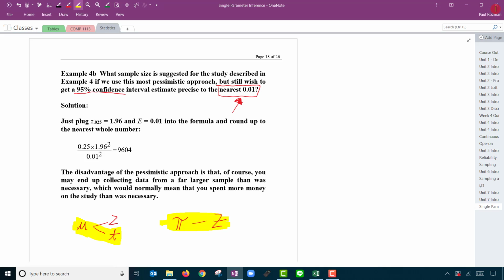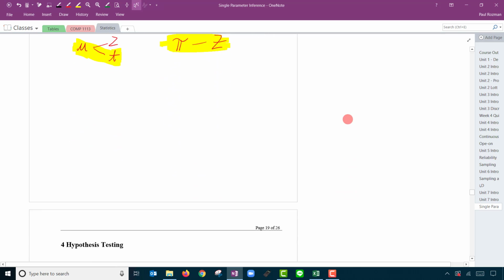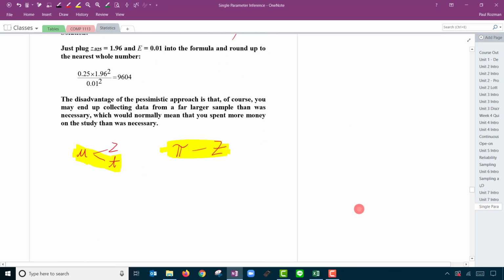So you won't be left wondering what's going on. I think that's enough for this section. We'll continue on next time with hypothesis testing for both the mean and proportions.